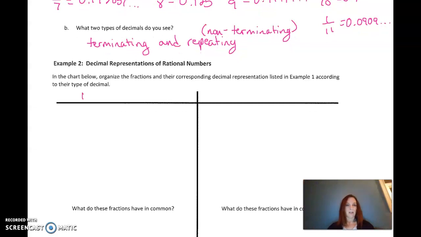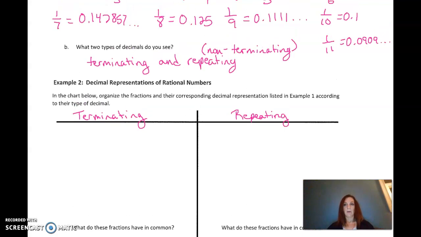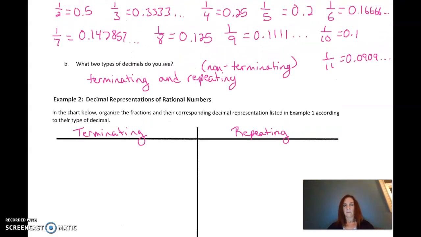So let's take these and put them down here. So we're either going to have terminating, or we have repeating. Terminating or repeating. So what are our terminating ones? Well, terminating means it ends, it stops. So 1/2, which equals 0.5, that's a terminating decimal. 1/3, which equals 0.33333, that is a repeating decimal.